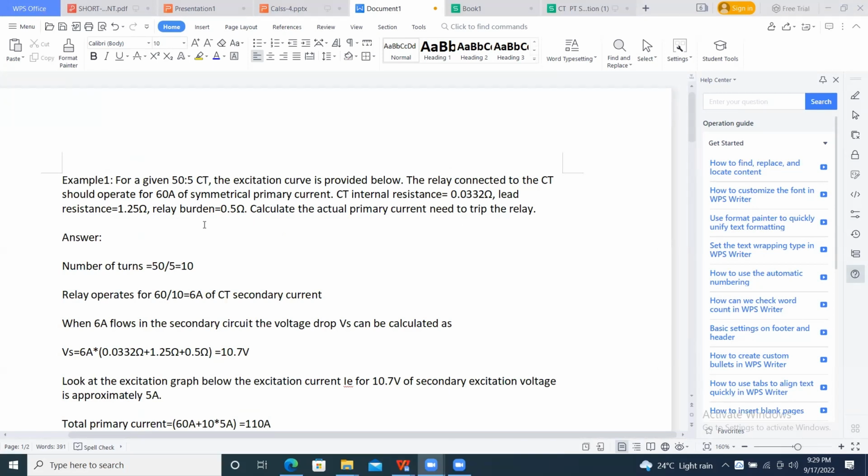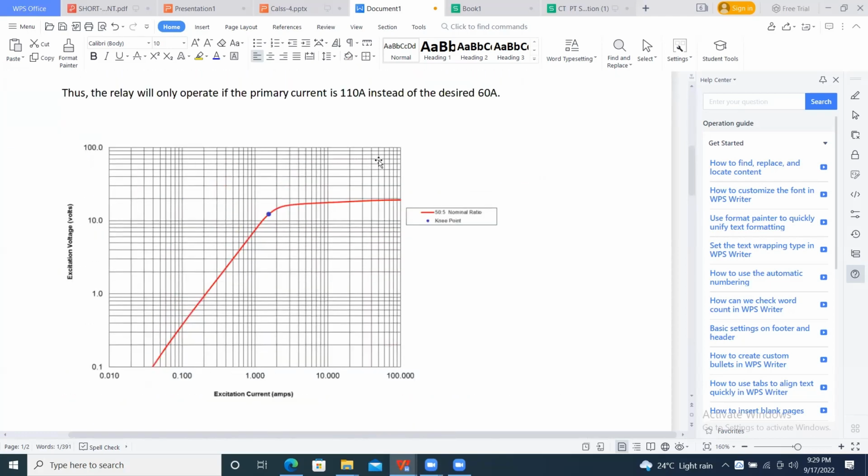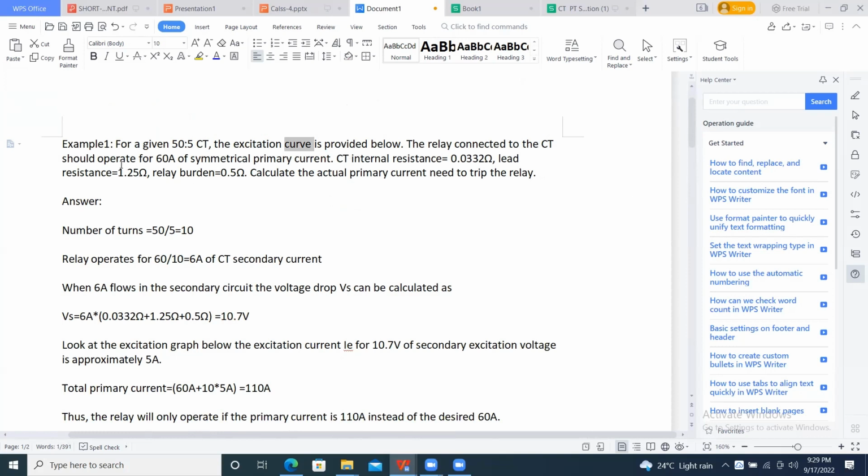Suppose I am having a 50 by 5 ratio CT. Then the excitation curve is this, the excitation curve of the CT provided by the manufacturer, knee point voltage as in a PS class CT. And the relay connected to the CT should operate for 60 amps of symmetrical primary current. Means if 60 amps is flowing on the CT, it should operate. That is my condition. And the CT internal resistance is this, lead resistance is this, and relay burden is this. He has already given everything. It's a kind of a problem.